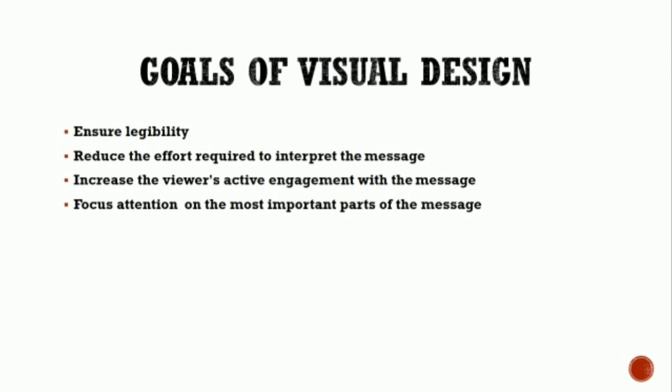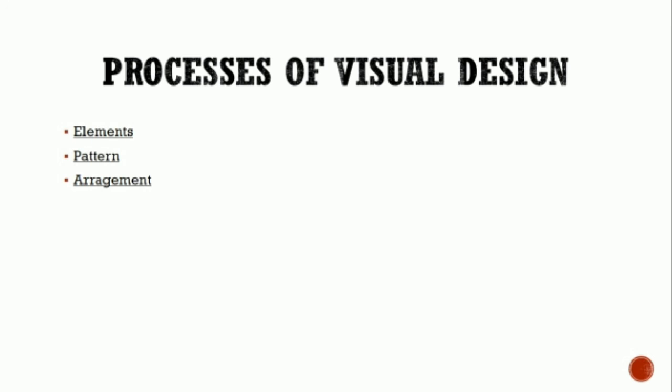Goals of visual design. The first is to ensure legibility, then reduce the effort required to interpret the message, then increase the viewer's active engagement with the message, and then focus attention on the most important parts of the message. Process of visual design. The first is elements, selecting and assembling the verbal or visual elements to incorporate into the display. Next is pattern, choosing an underlying pattern for the elements of the display. The last is arrangement, arranging the individual elements within the underlying pattern.